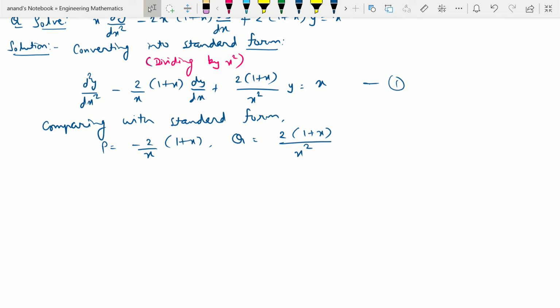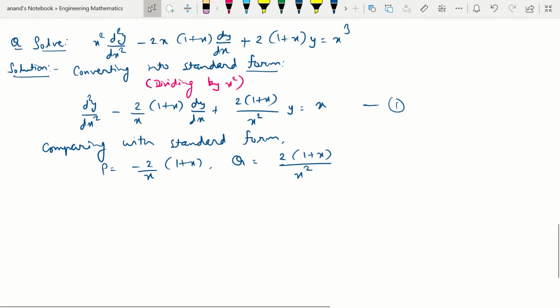by checking the condition, we can find one part of the complementary function. It is very important to identify that no part of the solution is given to us here, but from the problem itself we have to find it. So we can easily apply the condition P + Qx equals 0 over here. Let us check the condition. Let us find P + Qx.